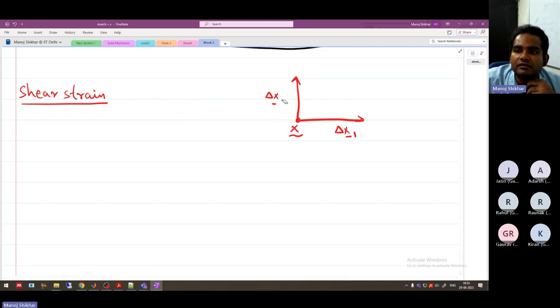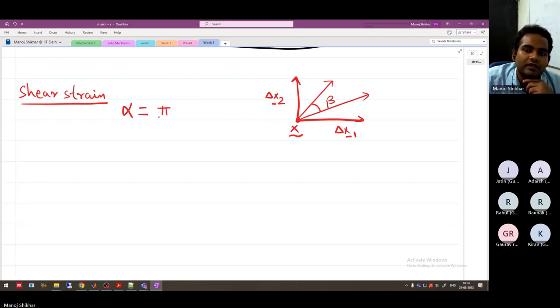So I'll change it. And finally, they have become like this. And this angle is what? This is beta. So initially, the angle between delta x1 and delta x2 was 90. And finally, the angle between them is beta. So what is the total change in the angle between them? It is pi by 2 minus beta.